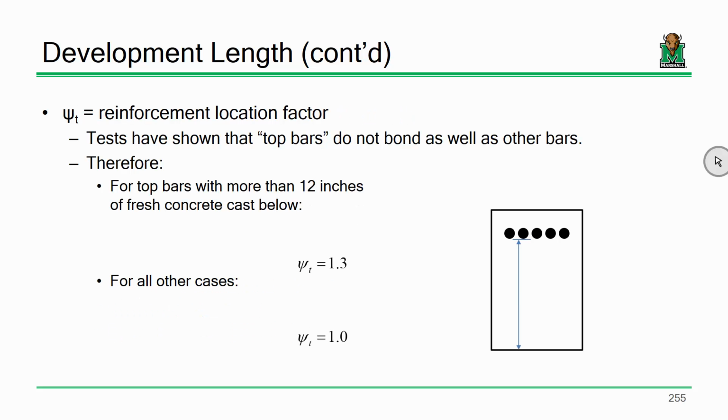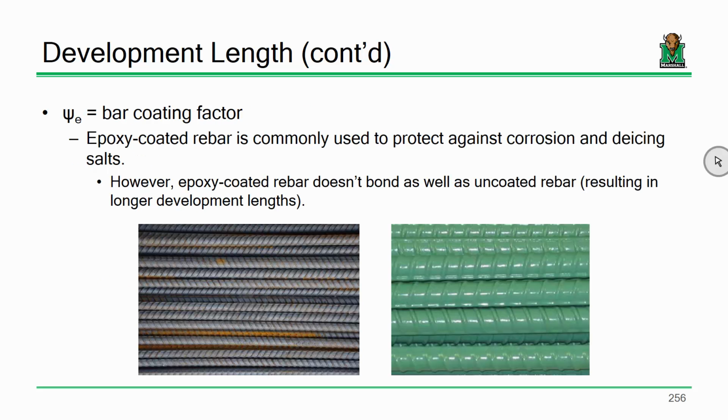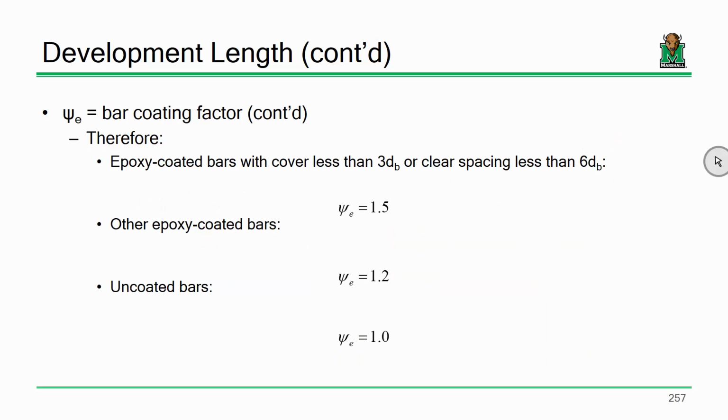So the psi value, psi t, is our top bar factor. Essentially, if you've got top bars, quote unquote, your psi value is 1.3. Otherwise, you've got a psi value of 1. Your epoxy coating factor, if you're dealing with uncoated bars, it's always going to be 1. If you're dealing with epoxy coated bars, it's going to be larger than 1. It just depends on your cover and your spacing. If you've got really narrow spacing, it gets bumped up quite a bit. Again, epoxy coated bars are slicker. They don't bond as well, so you need more development length in order to grip those bars and develop the full capacity.